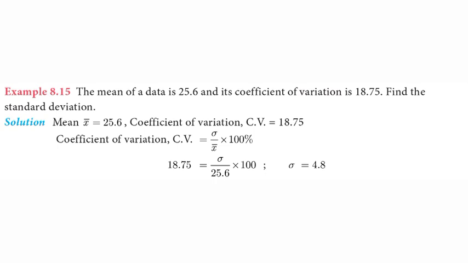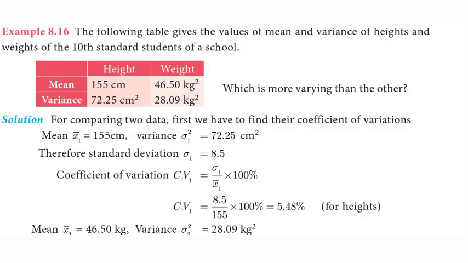Now simplify the value. 18.75 into 25.6 equals 480. 480 equals sigma into 100. Therefore 480 divided by 100 equals 4.8. Standard deviation sigma equals 4.8.